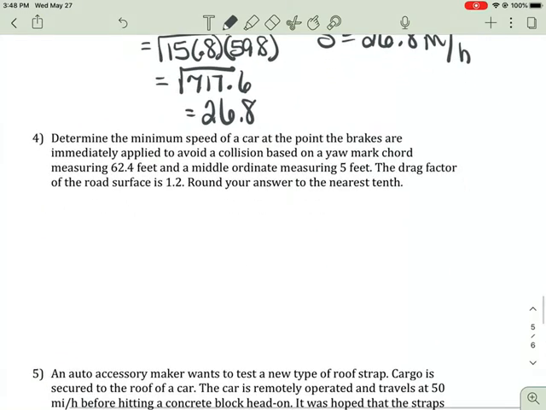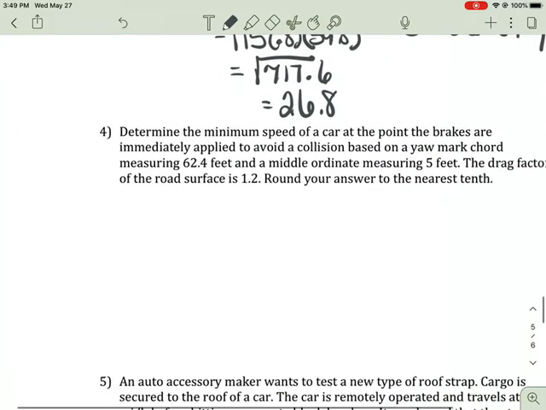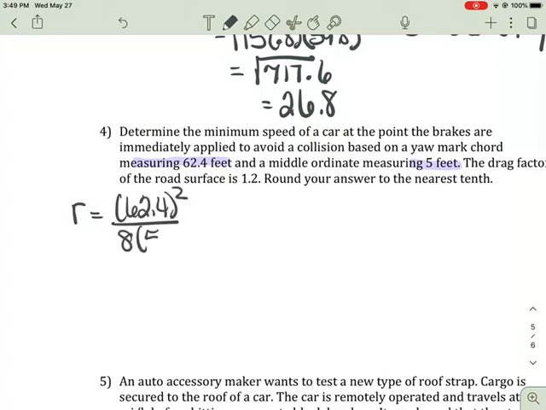All right, so let's try another one of those. We want to know what the speed is of a car whose brakes were immediately applied to avoid a collision. It left a yaw mark chord measuring 62.4 feet and a middle ordinate of 5 feet. The drag factor of the road surface is 1.2. Okay, so we're going to have to do both parts in one problem. We're going to find the radius first. So here is our chord, and here's our ordinate. So we're going to do 62.4 squared over 8 times 5, plus 5 over 2.